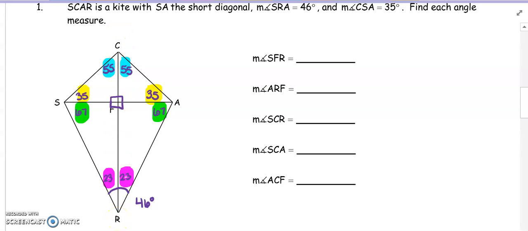Now let's take a look here. I want the measure of SFR. Well, that's 90 degrees. I want the measure of ARF. Well, that's 23 degrees. Of SCR, that's 55 degrees. Of SCA, well, I've got to add those two together to get 110 degrees. And then of ACF, that is 55 degrees. We've just found all of our angle measures in our kite.